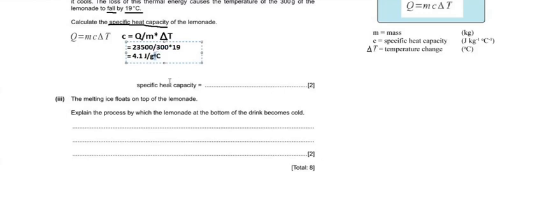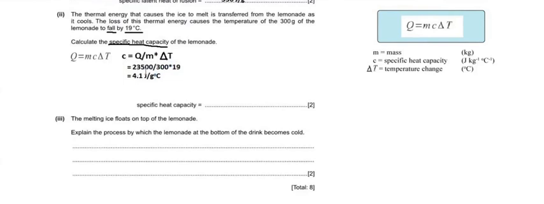So it is nothing but 4.1 joule by gram into degrees Celsius, because it is coming from the formula only. It is Q divided by mass into delta T. Q is nothing but joule. Our energy was in terms of the joule. Mass is nothing but 300 gram.